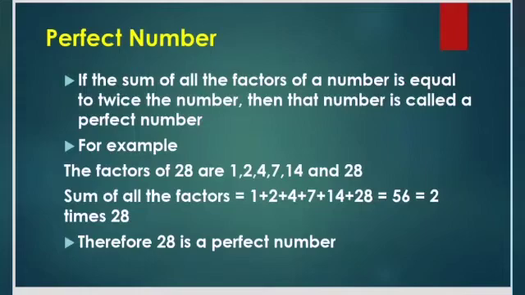Here is an example: 28. The factors of 28 are 1, 2, 4, 7, 14 and 28. If we add these numbers, we get 56. It is twice 28. So that number is a perfect number.